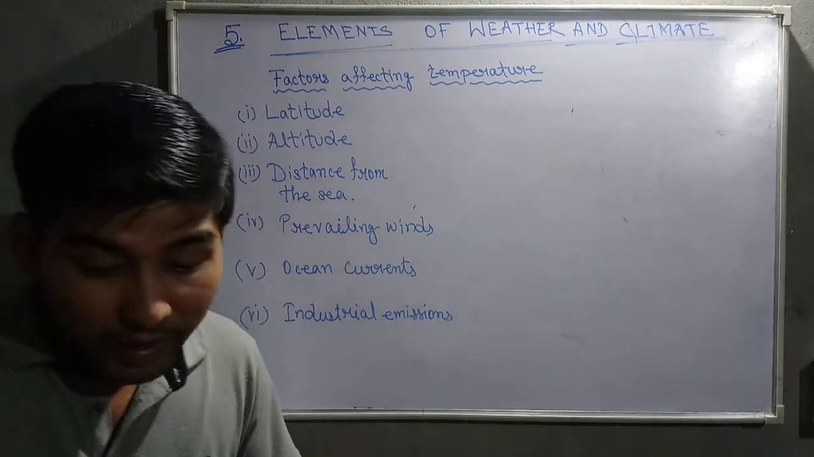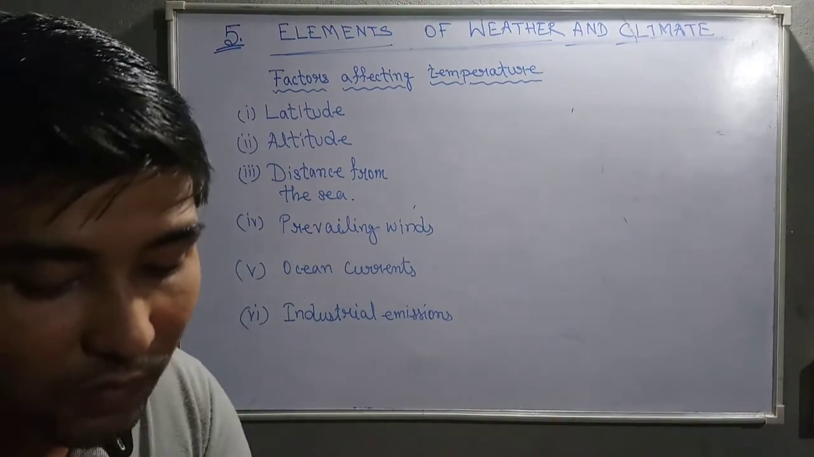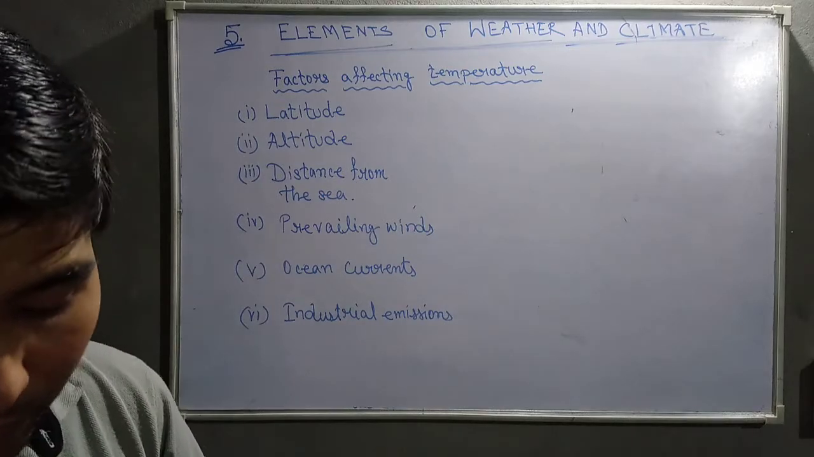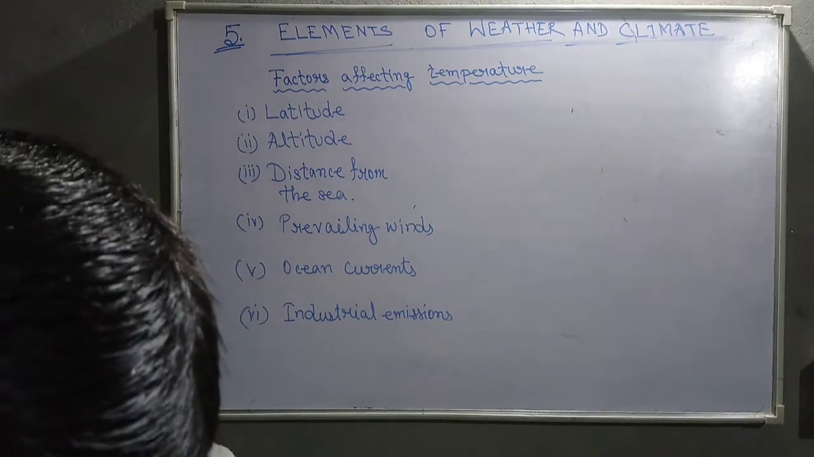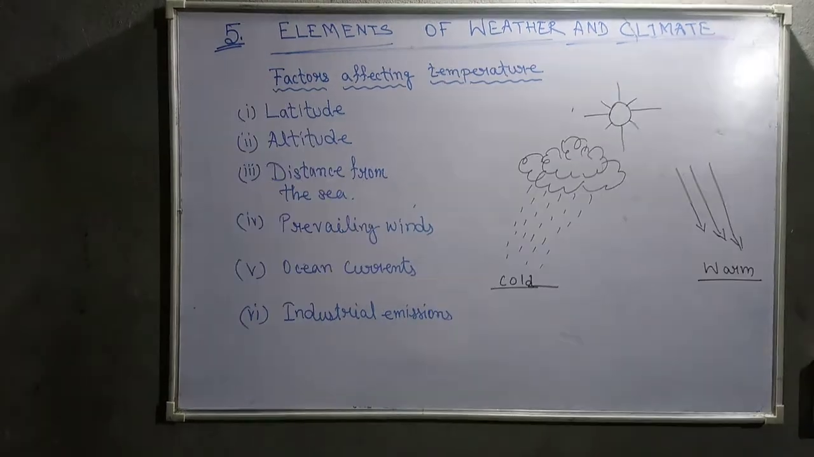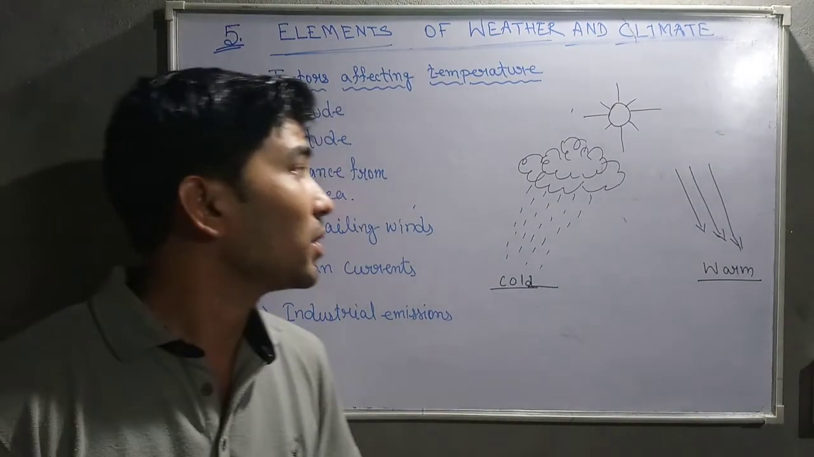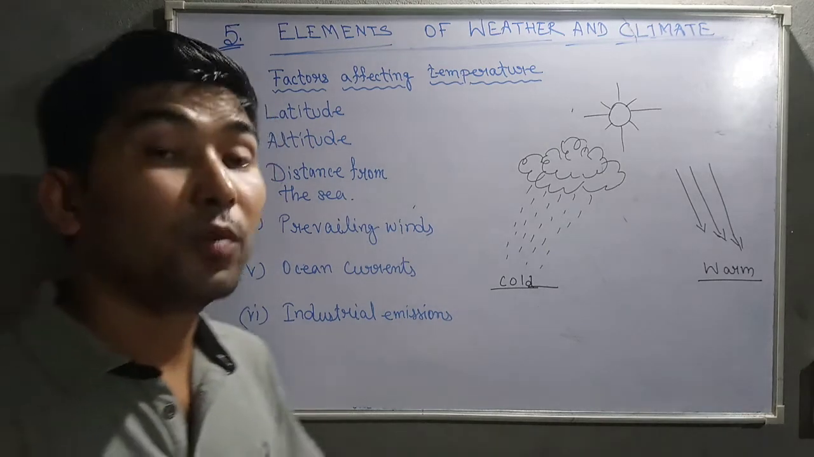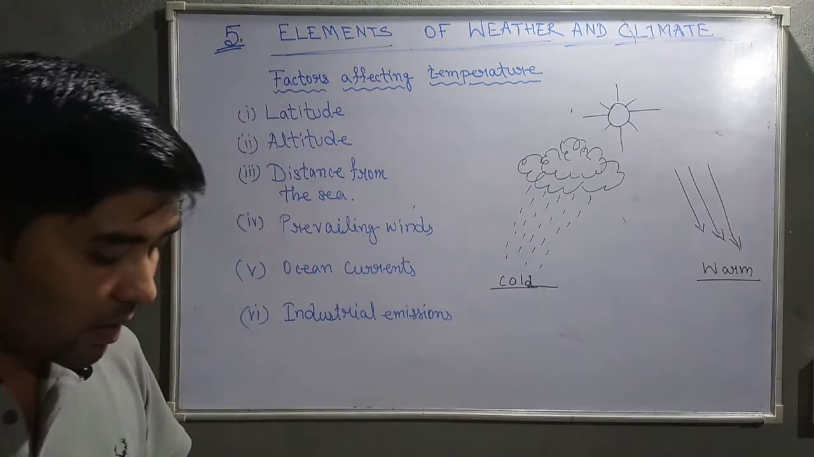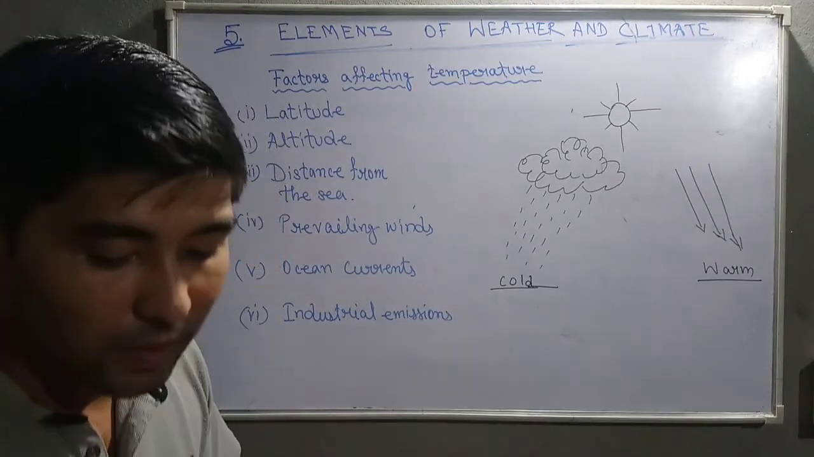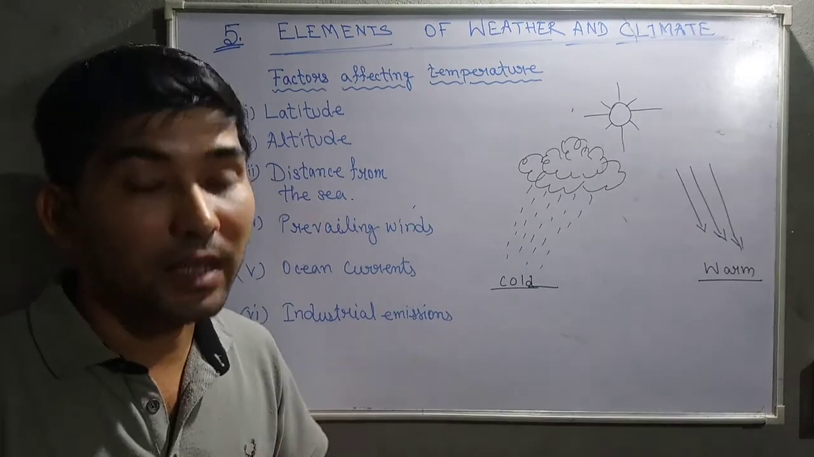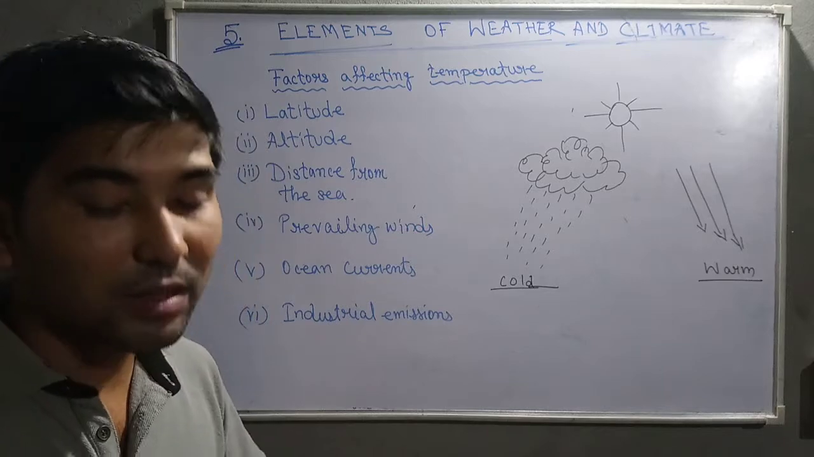Then comes prevailing winds. Prevailing winds are planetary winds which are caused by the formation of giant convection cells. So you can see prevailing winds, these are all planetary winds, which move all over the planet. Now these winds are caused by the formation of giant convection cells, and you must understand what convection cells are.